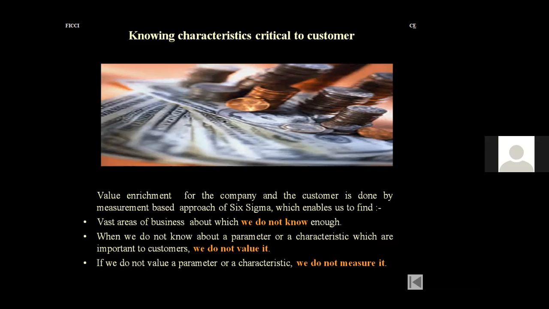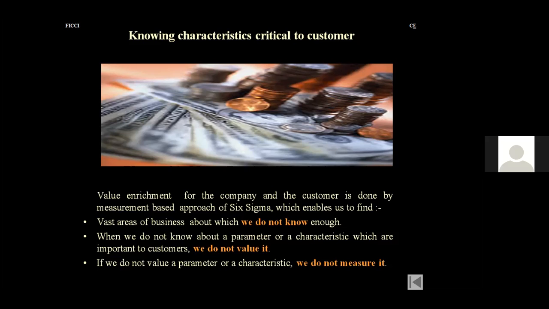Shouldn't we be worried about how it should be delivered? Is the delivery timely, or is the delivery comfortable? Is the customer getting the product as and when he wants, the timely delivery? So there are vast areas of business which we still have to explore. We have not explored, and Six Sigma would help us to explore it.